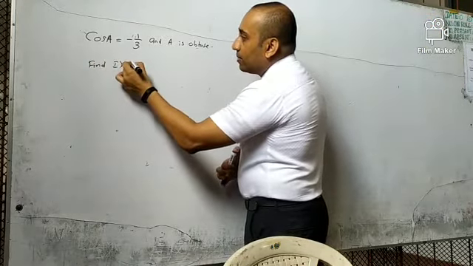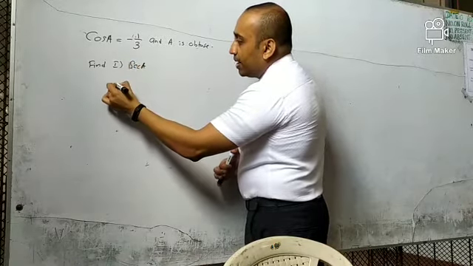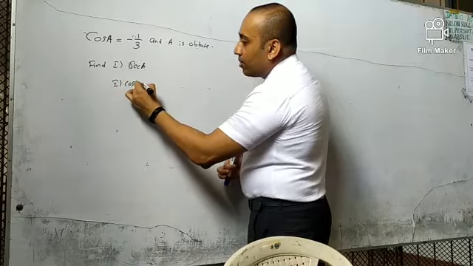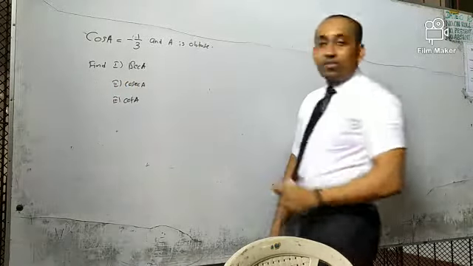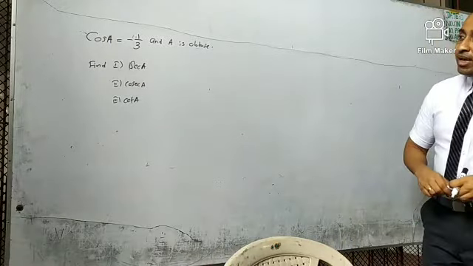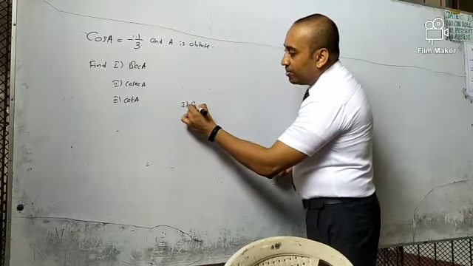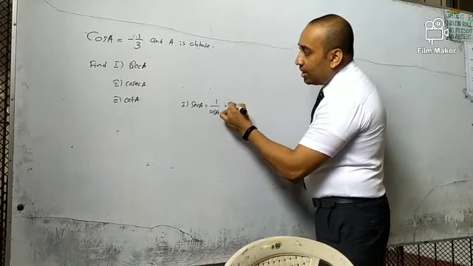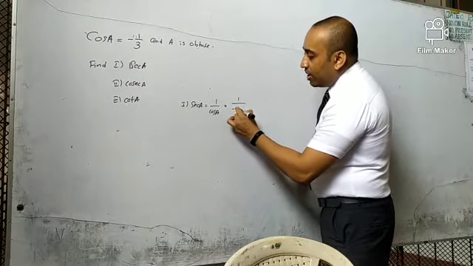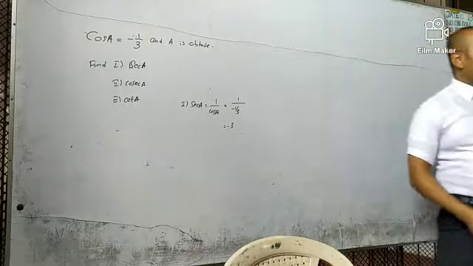Part 1, sec A. Part 2, cosec A. Part 3, cot A. The first part of the answer you can easily obtain. We know that sec A is 1 over cos A, that is 1 over minus 1 over 3. That is how much? Minus 3. You can obtain this answer pretty simply.